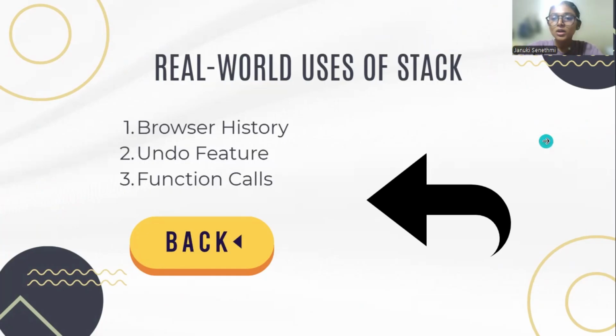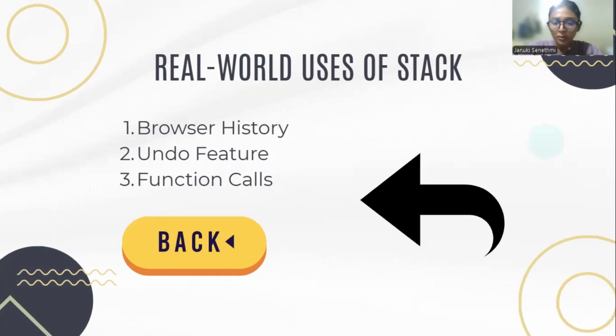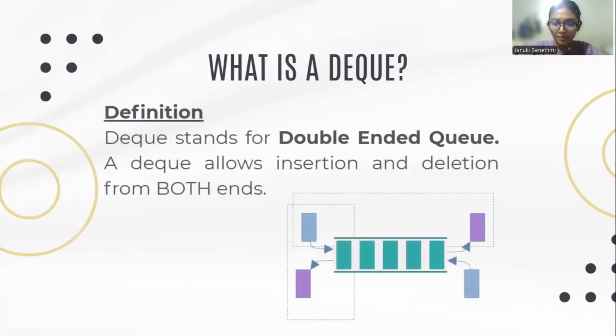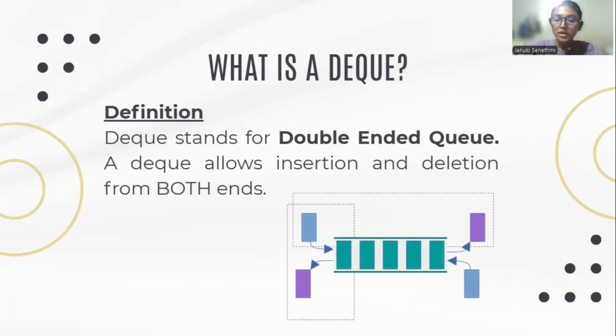So this is basically what a stack is all about. Now let's talk about what a deque is. Deque stands for double-ended queue. That means a deque allows insertion and deletion from both ends. For a real-life example, think of a train. Passengers can enter or leave from the front or the back.